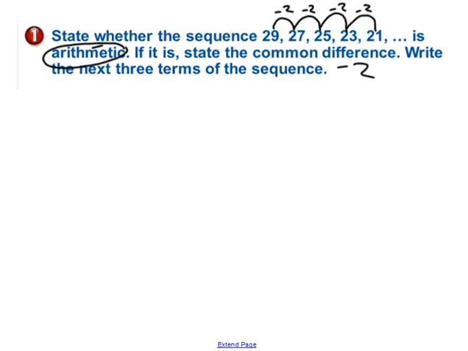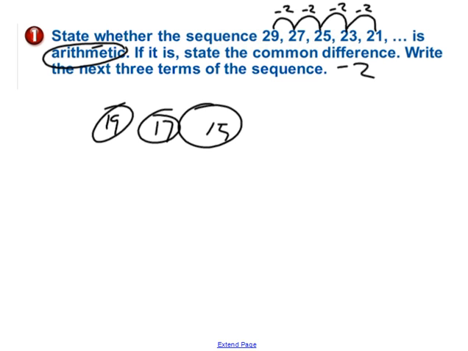The next three terms. If it's 21 and I subtract 2, it becomes 19. 19 subtract 2 becomes 17. 17 subtract 2 becomes 15. So the next three terms are 19, 17, and 15.